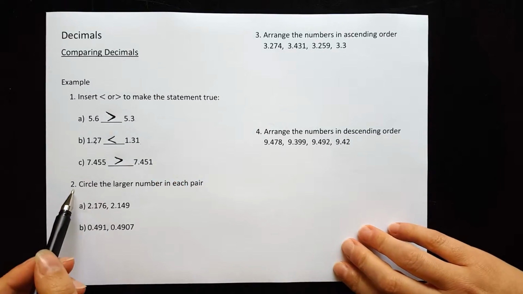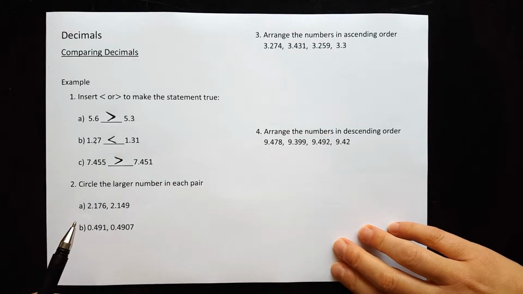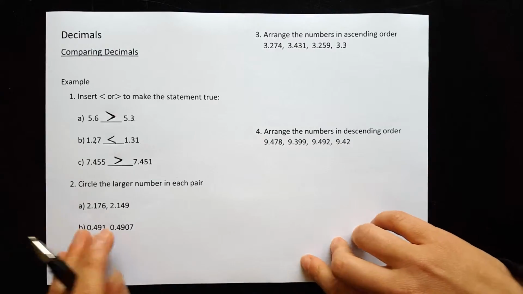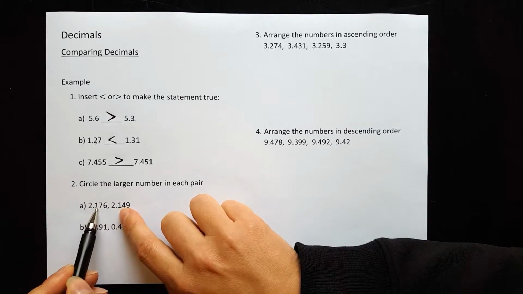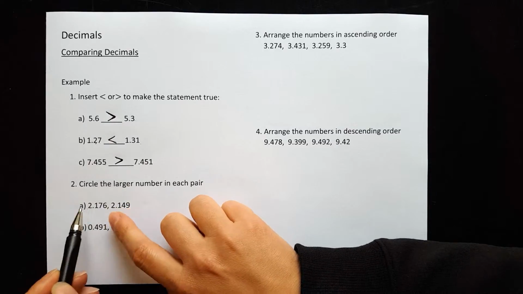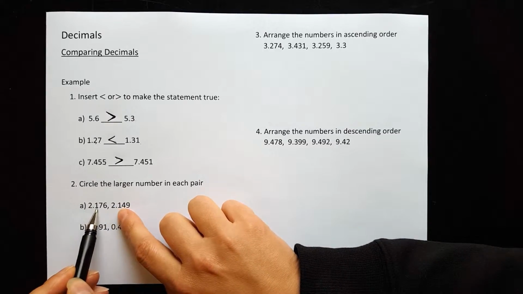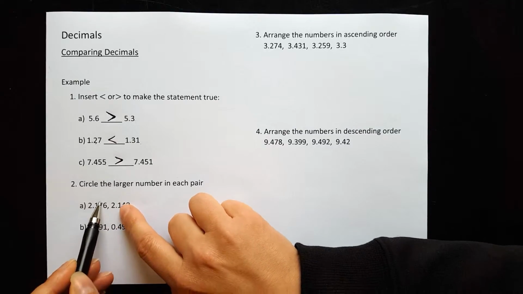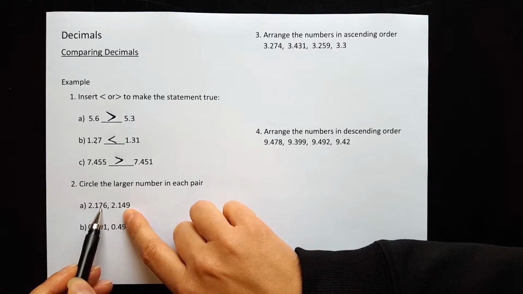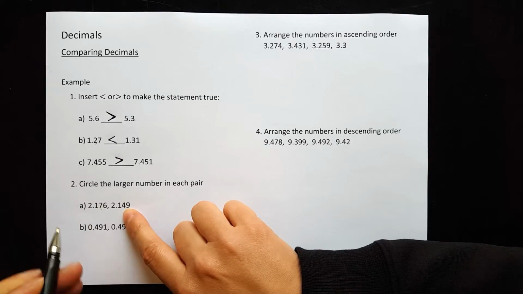For question 2, circle the larger number in each pair. So keep looking through the number to see in which position the number changes. So we have the 2's the same, we have the 1's the same, so there's no changes until we get to the hundredths. Okay, and that's where we need to look. So this has a higher number in the hundredths position, so it is larger.